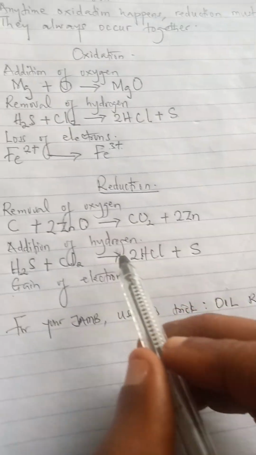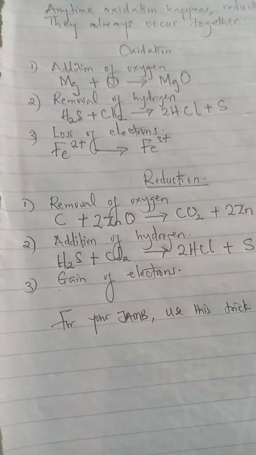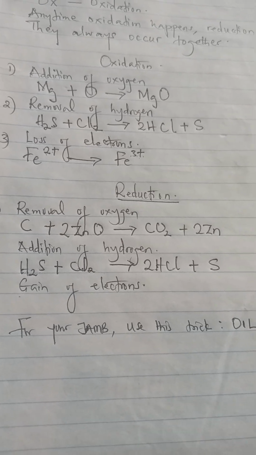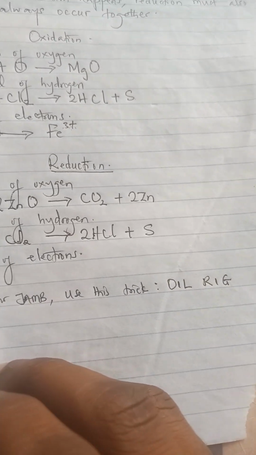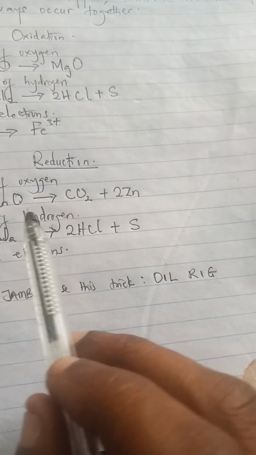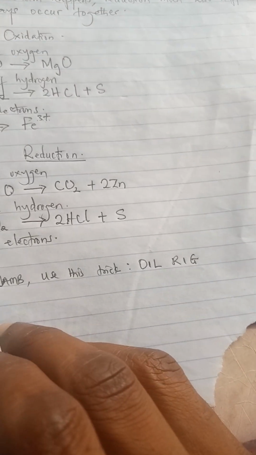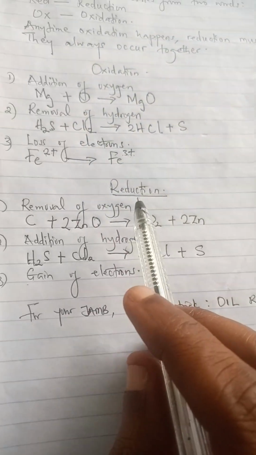to give us hydrochloric acid. So now you notice something that I told you: any time that oxidation happens, reduction must do what? Must happen, right? So you notice that the hydrogen that was removed from here to add to chlorine gives us what? Reduction. And then because only sulfur remains, it is also called oxidation. So you notice now that this reaction is a redox reaction.